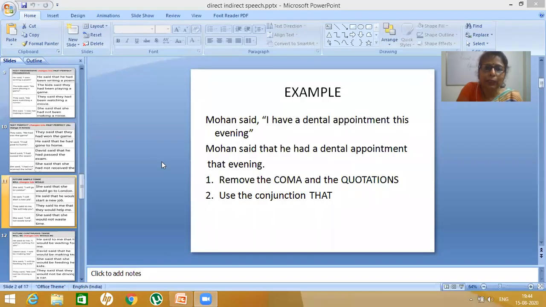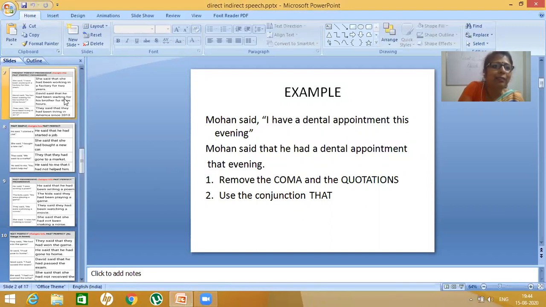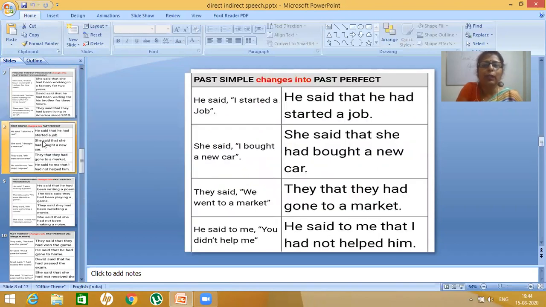Hello children, let us continue with part 2 of direct and indirect speech. In our first class, we had done the present form, the changes in the tenses up to the present form. Now today we are going to continue. I had done till slide 7, present perfect continuous form, and today I shall continue with the past form.